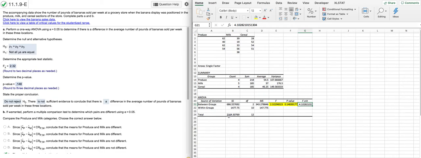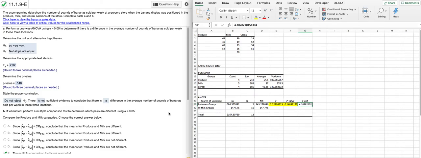The next question is asking, as far as the null goes, do we accept or reject? We do not reject, because the F test statistic is less than the F critical value here. Also, looking at the p-value approach, the p-value of almost 0.15 is greater than alpha 0.05. That's another reason why we would not reject the null. So there's not sufficient evidence to conclude that there is a difference in the average number of pounds of bananas sold per week in these three locations.